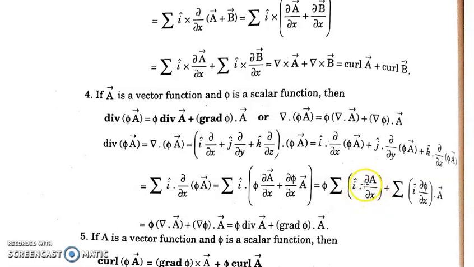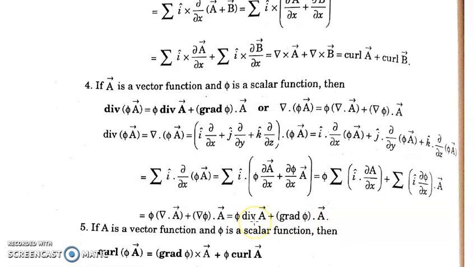I dot dou A by dou x is the divergence. Then this is del phi dot A. So this summation will be del phi, gradient of phi dot A. So that gives the required result. So you get phi del dot A plus del phi dot A, or that is phi into divergence of A plus gradient of phi dot A.